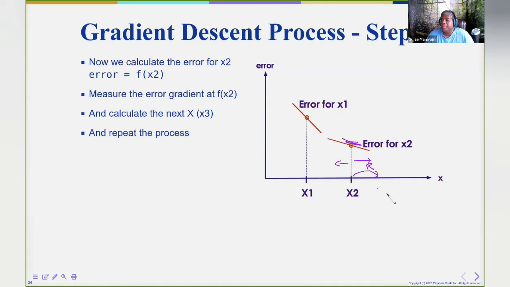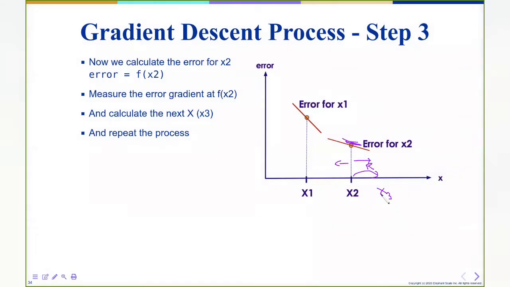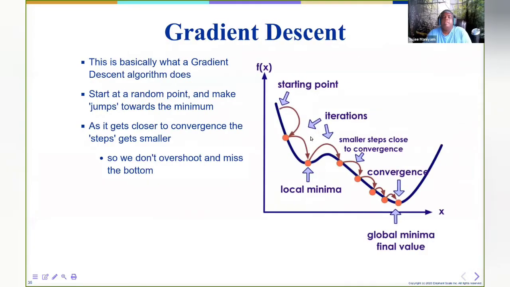So I can keep jumping. That's my next value, x3, right? I'm gonna keep going, and this is basically what the gradient descent algorithm does. So right here's my starting point. I take a jump, I measure the slope, I take another jump. So I keep jumping until I find the lowest point. That's it, nothing magical.